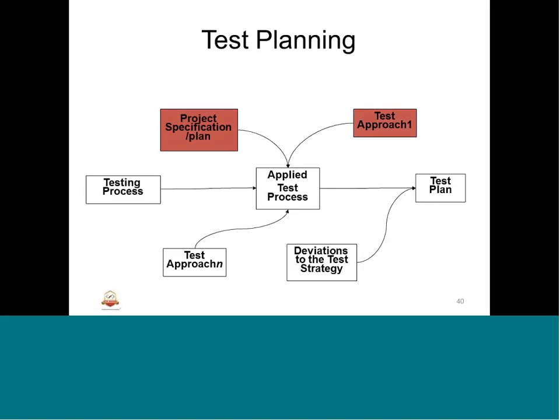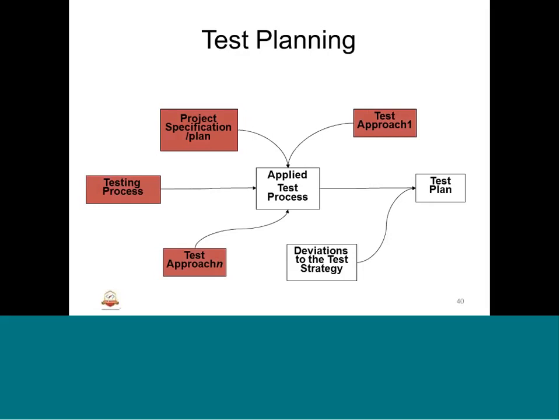Then we have a test approach, like how the various requirements or the functionalities of the embedded system product will be tested using what approach. As we discussed earlier, approach one could be using system testing, approach two could be using integration testing, approach three could be using unit testing. So all these approaches, approach one, approach two, approach three, up to the last test approach, will be part of the test plan.